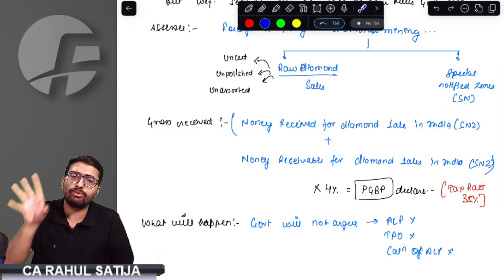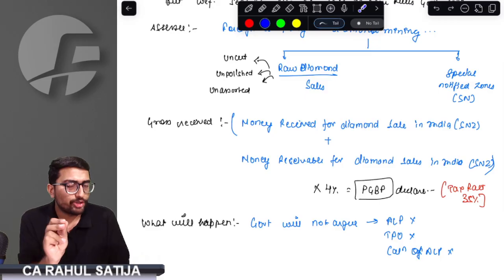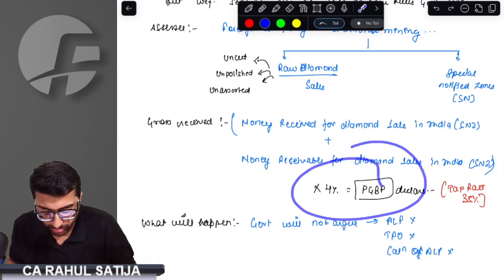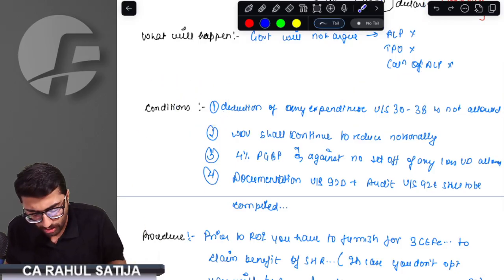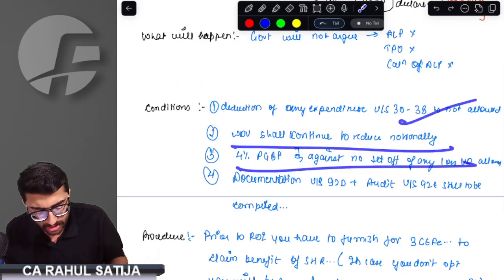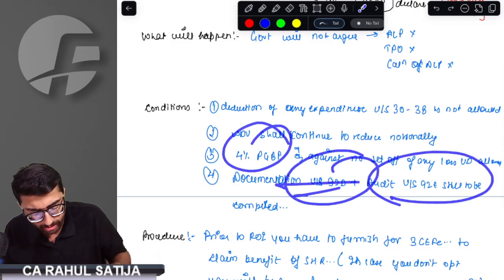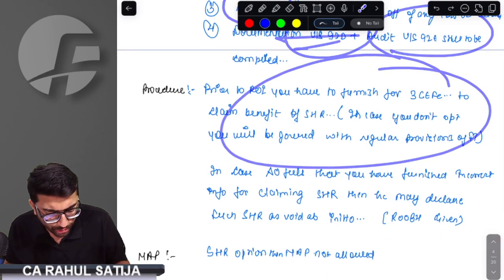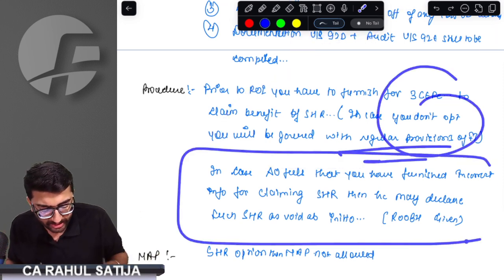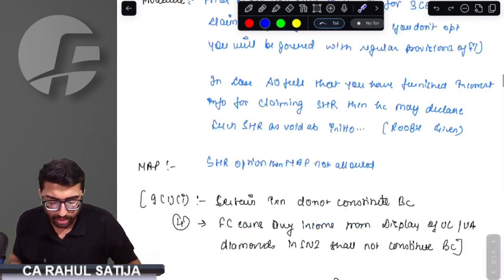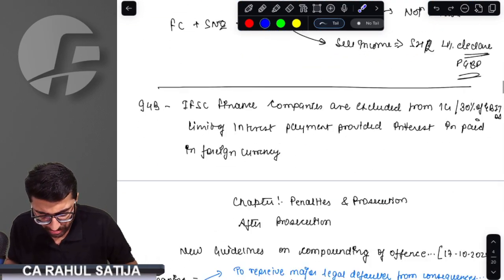So if a foreign company is into the uncut raw diamond business and selling diamonds in special notified zones, then 4% is to be offered. Sir, what conditions? Other expenses will not be allowed. WTV shall remain. No losses shall be set off against this 4% income. Documentation to be maintained. Audit will be done. Form 3CEFC has to be furnished. Before the ROI, if the AO feels that incorrect information has been submitted, then no safe harbor rules are allowed. No mutual agreement procedure would be allowed. Sir, we got that point. These are very basic things.